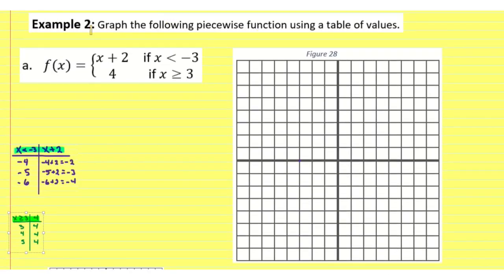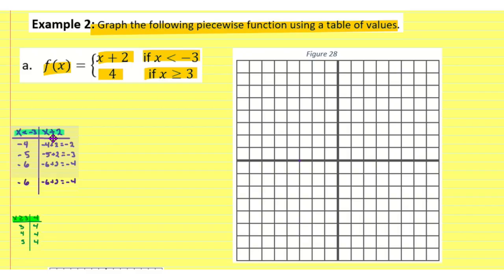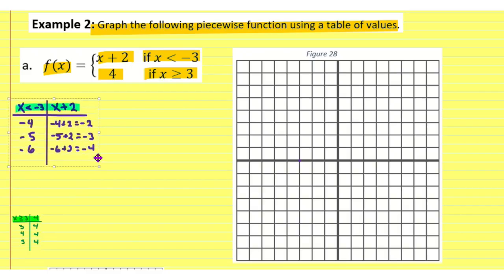Okay, we are going to graph the following piecewise function using a table of values. So our piecewise function says that f of x is equal to x plus 2 if x is less than negative 3, or our function is equal to 4 if x is greater than or equal to 3. So here is the table of values set up for the first one.